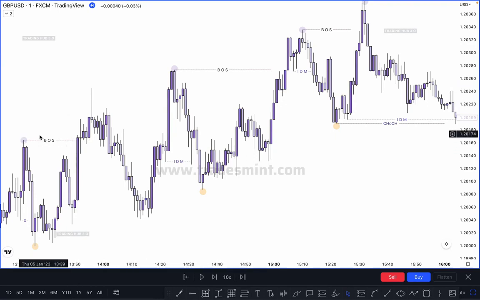So what happened here? Break of structure. After the break of structure, our higher high is confirmed here, as we discussed in a previous chapter. So in this case, what is inducement?